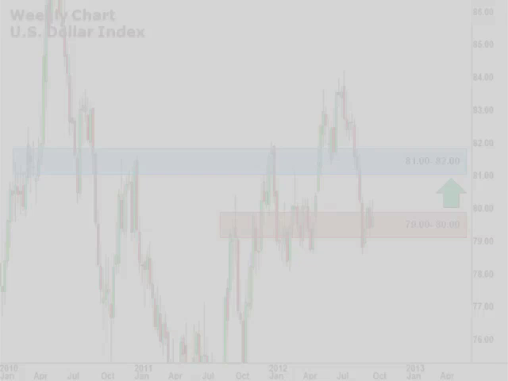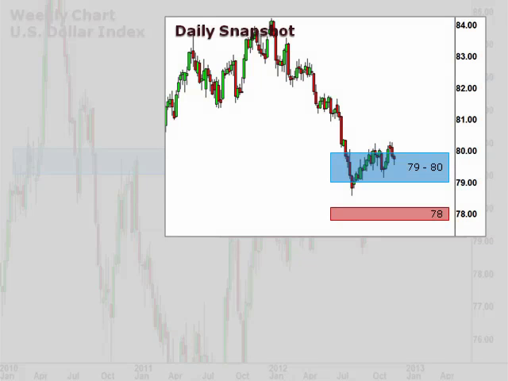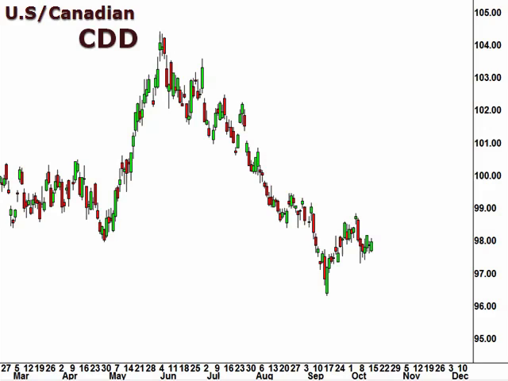Let's take a quick look at the daily charts. The daily chart appears to be forming a potential bearish flag, lending credibility to a test of 78. A break above 80 suggests a retracement higher.